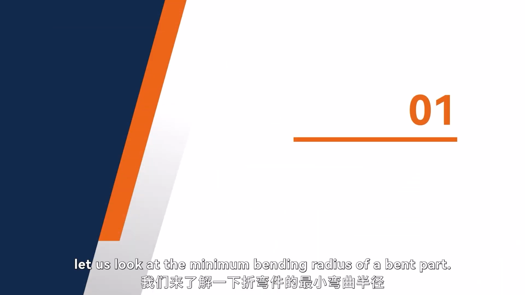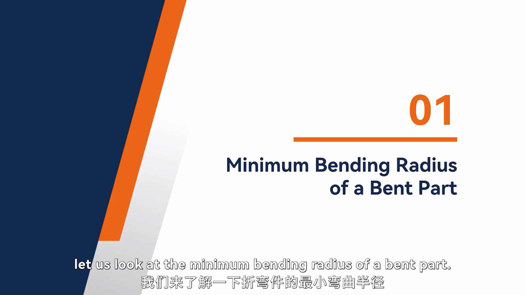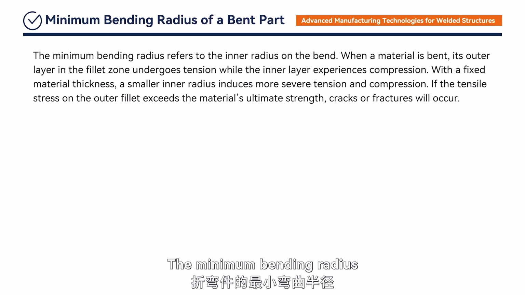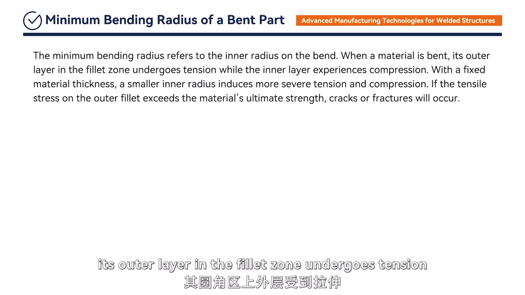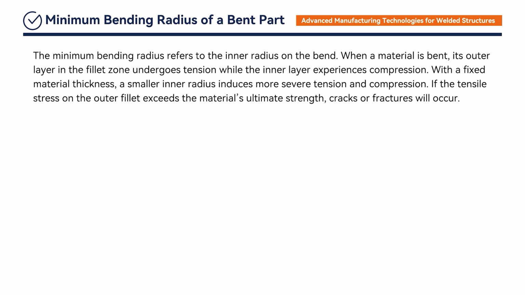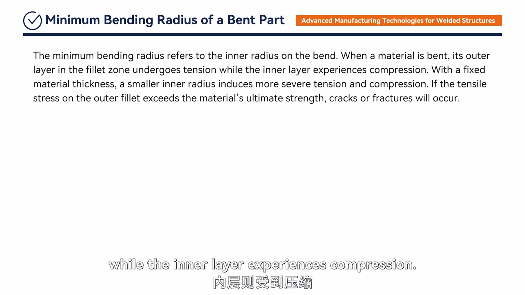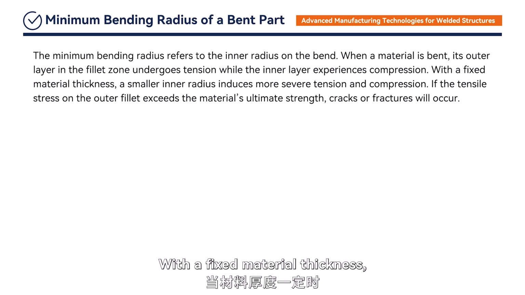First, let's look at the minimum bending radius of a bent part. The minimum bending radius refers to the inner radius on the bend. When a material is bent, its outer layer in the fillet zone undergoes tension, while the inner layer experiences compression, with a fixed material thickness.